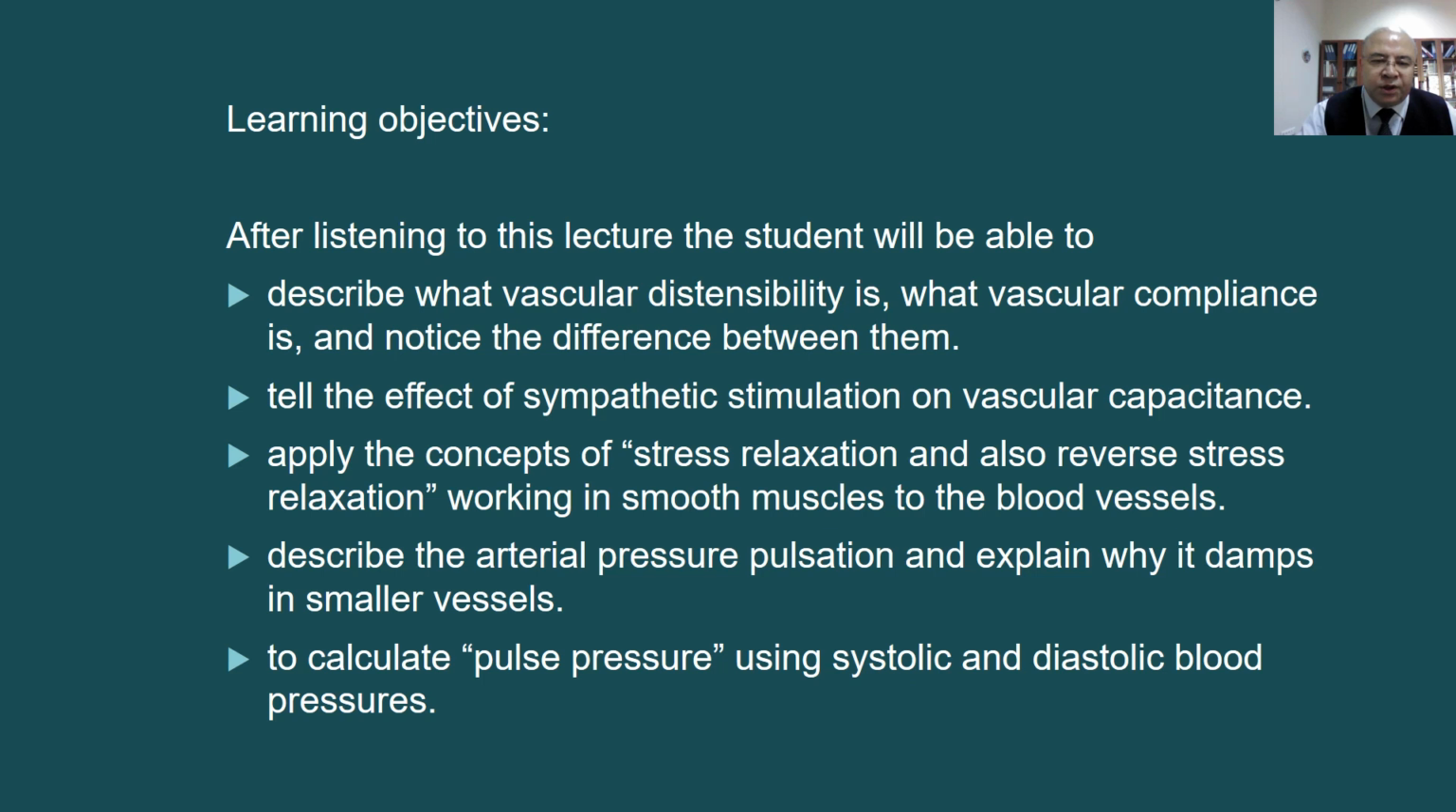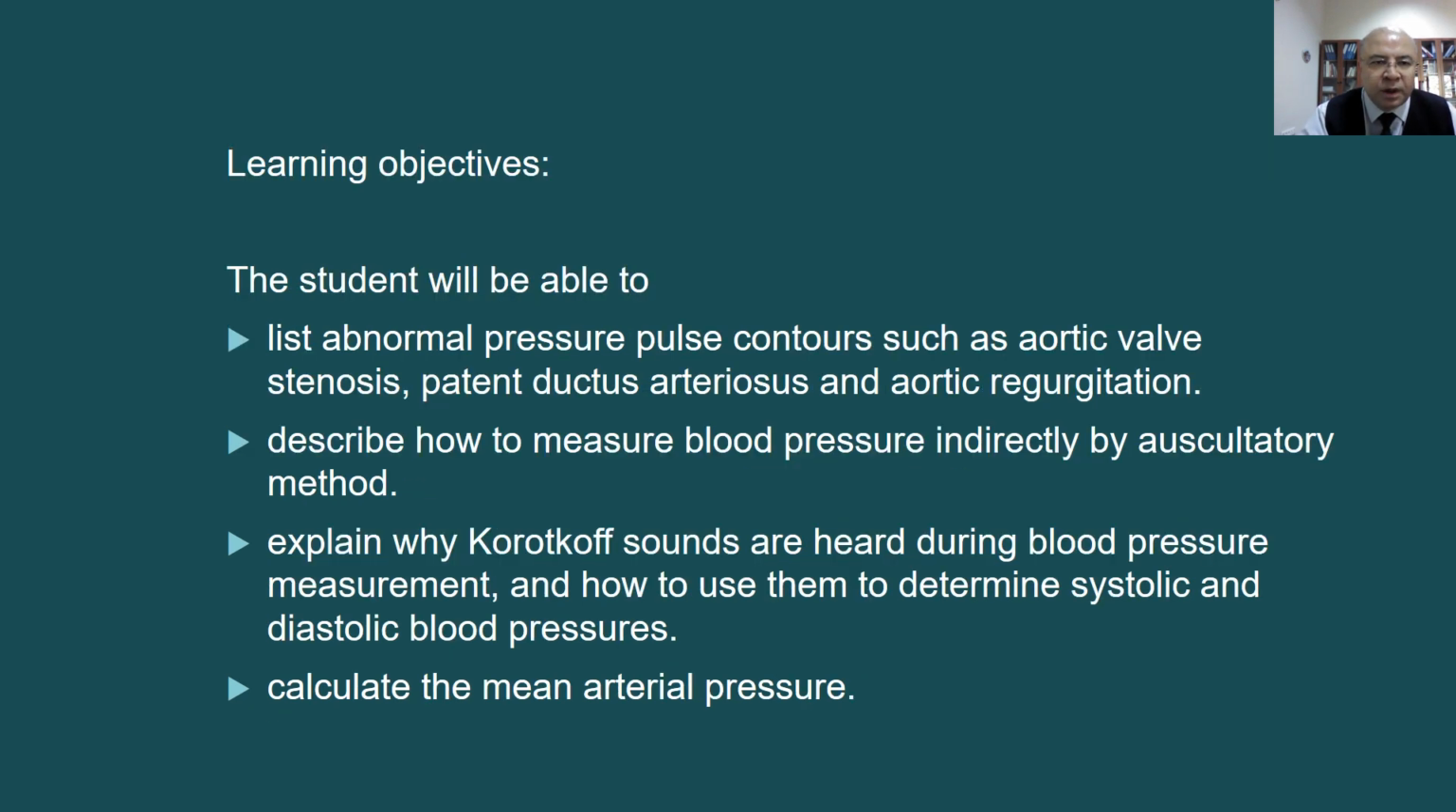You will be able to describe the arterial pressure pulsation and explain why it damps in smaller vessels. You will be able to calculate pulse pressure using systolic and diastolic blood pressures. You will be able to list abnormal pressure pulse contours such as aortic valve stenosis, patent ductus arteriosus, and aortic regurgitation. You will be able to describe how to measure blood pressure indirectly by auscultatory method.